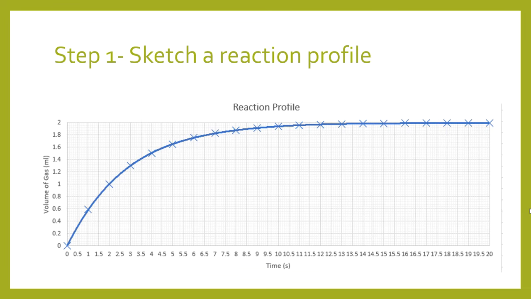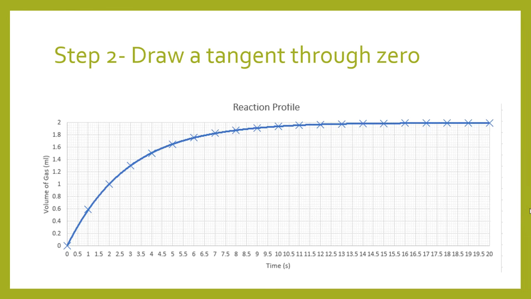So we should be thinking about tangents, which is going to hit at one point, and the gradient of that tangent is going to tell us the rate of reaction. And because we're looking at the initial rate of reaction, we have to draw the tangent through zero. So step 2 is to draw a tangent that passes through zero, or rather hits the curve exactly at zero. So that will look something like this.